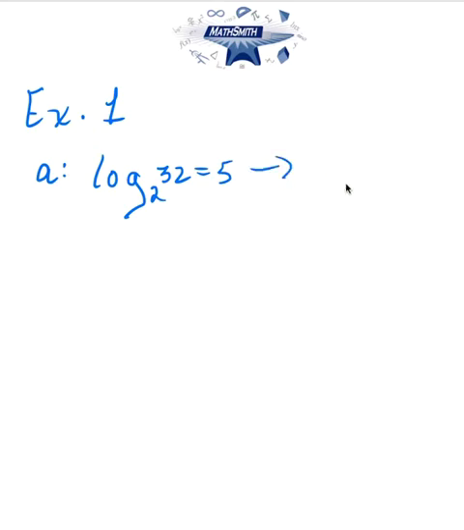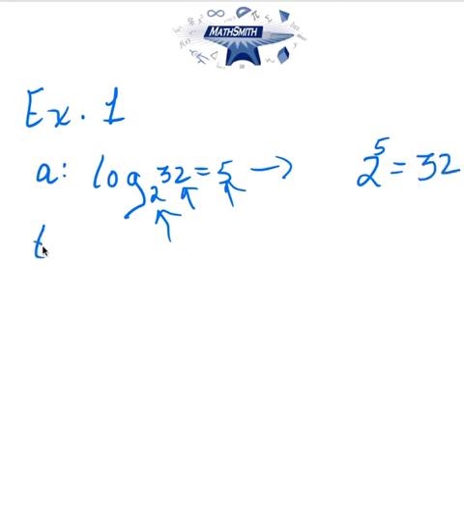Let's take a look at example 1 together, and we'll work through these. Example 1, part A. They want us to look at the logarithmic form and translate it into exponential form. These are all equivalent expressions, but one is in log form. This is log base 2 of 32 equals 5. If I write this in exponential form, my base is 2, my exponent is 5, and that equals the argument of the logarithm, which is 32.